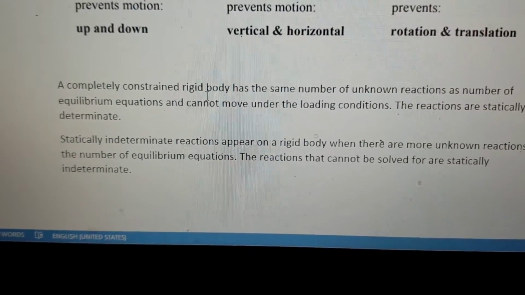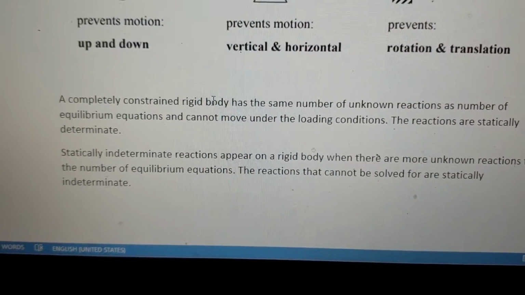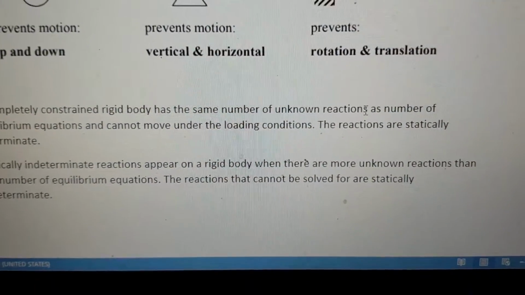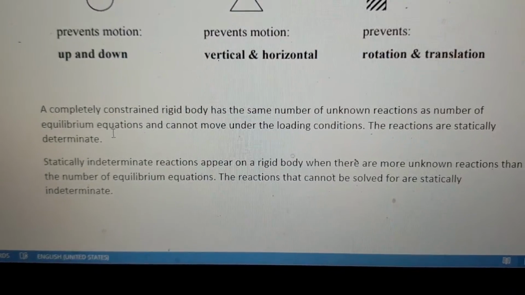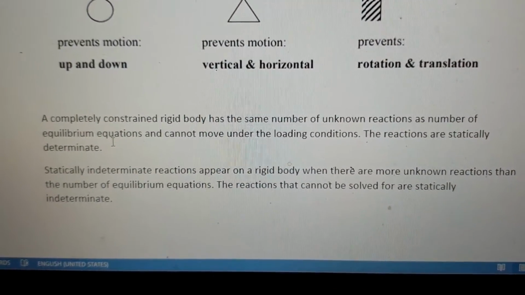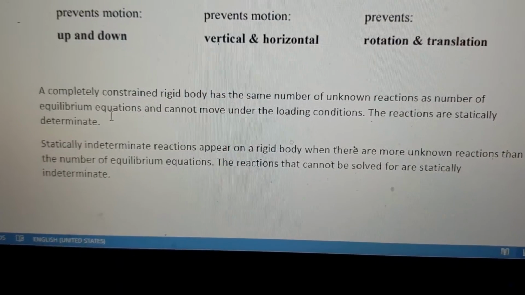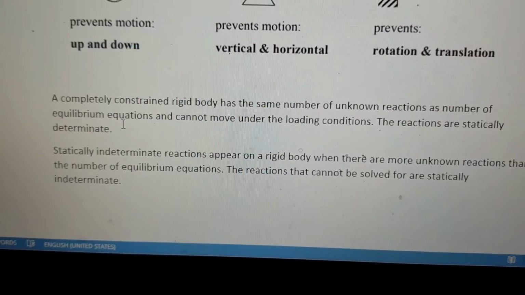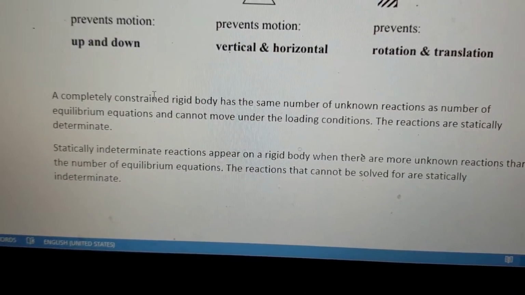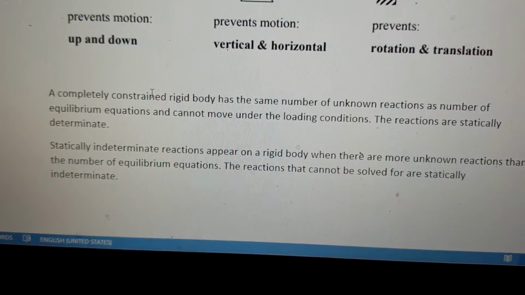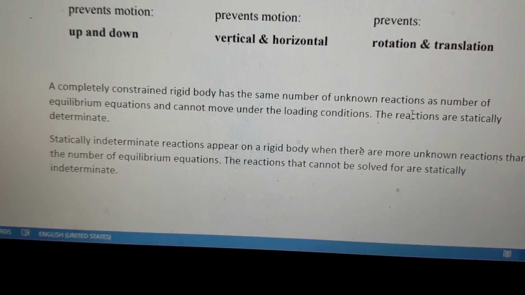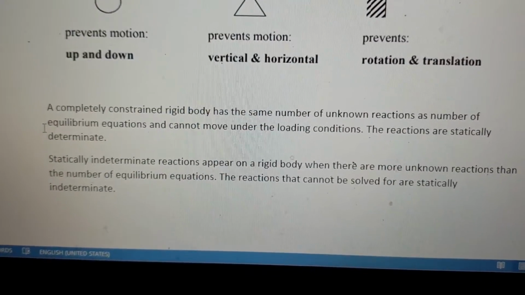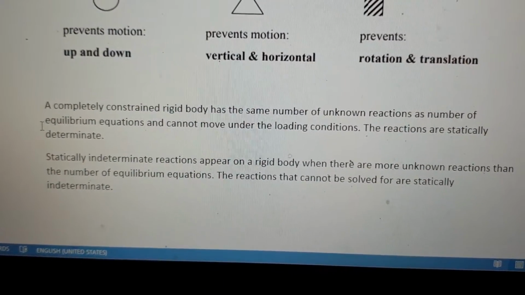One definition: what is the meaning of a completely constrained rigid body? It means that you have the same number of unknown reactions as the number of equilibrium equations. We have three equilibrium equations: summation of forces in X equal to 0, summation of forces in Y equal to 0, and summation of moments. So there are three equations. If we have three unknowns, it's completely constrained, okay? And it cannot move under the loading condition. The reactions are statically determinate if we have three unknowns, and of course, we always have three equations.